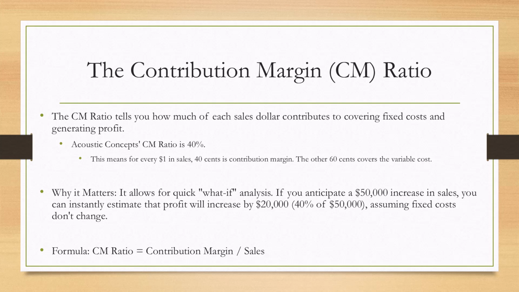Now, why does this matter? Because it's a powerful shortcut for what-if analysis. For instance, if you anticipate a $50,000 increase in sales next quarter, you can instantly estimate that your profit will increase by $20,000. That's 40% of $50,000. Assuming, of course, that your fixed costs remain the same. It's a quick and powerful tool for analysis.